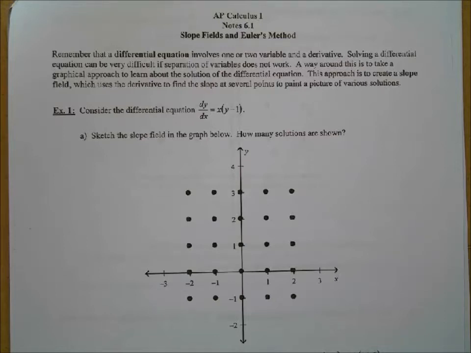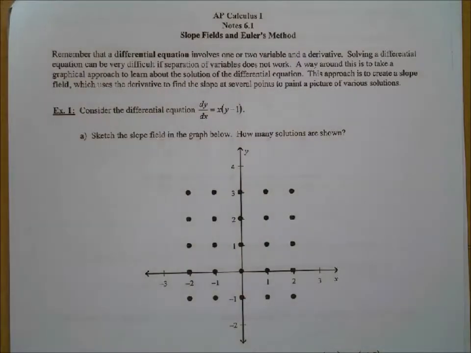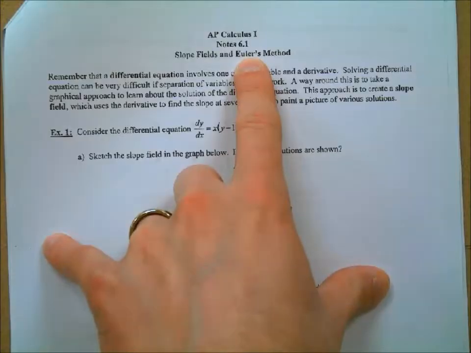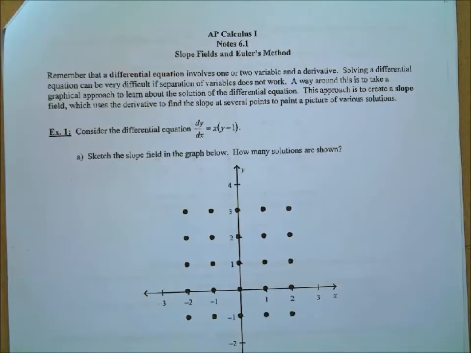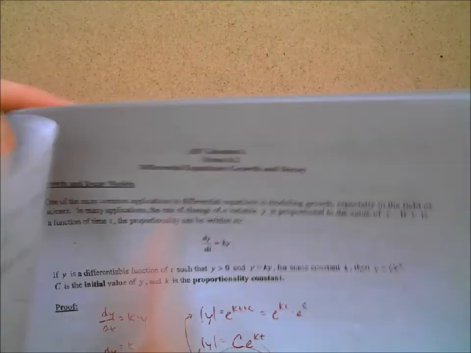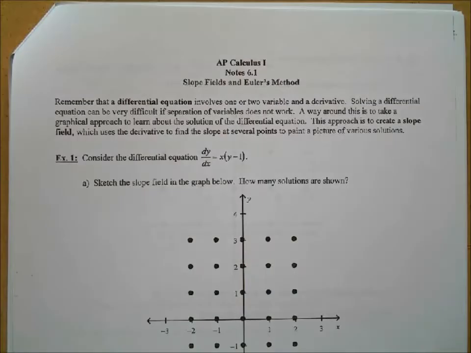Alrighty. So, today we're going to start in section 6.1. So we finally hit the very first section of this chapter, right? We kind of jumped around. We started with 6.3, and then jumped to 6.2, and then jumped to 6.4, and now we're going back and finally hitting the very first section of this chapter in the book, slope fields and Euler's method.